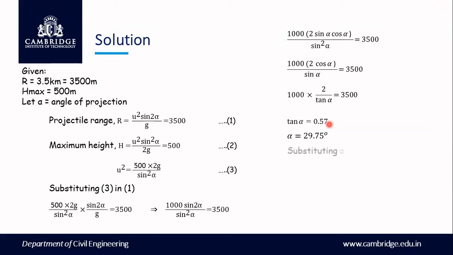So we got the angle of projection. Substituting this alpha in equation number 1, u is unknown, so find u. You will get u is equal to 199.62 meter per second. So you've got alpha and the initial velocity.